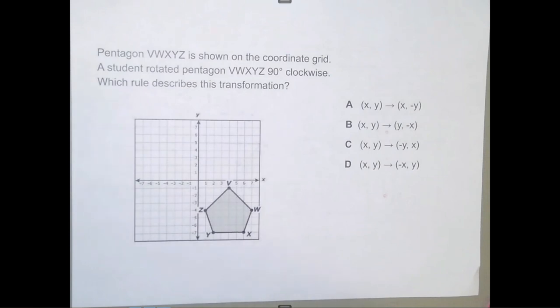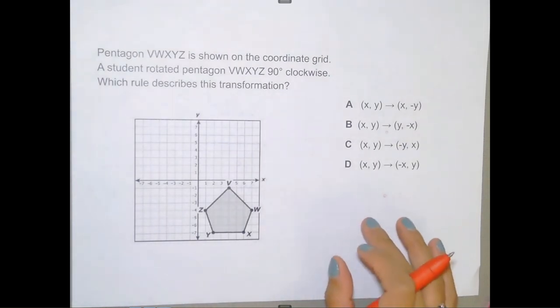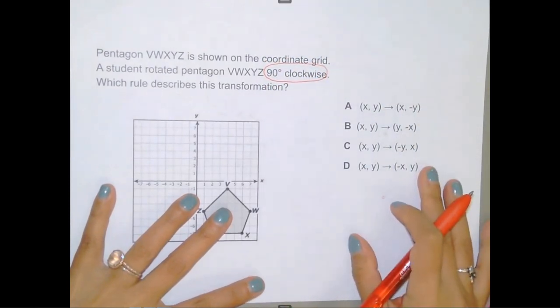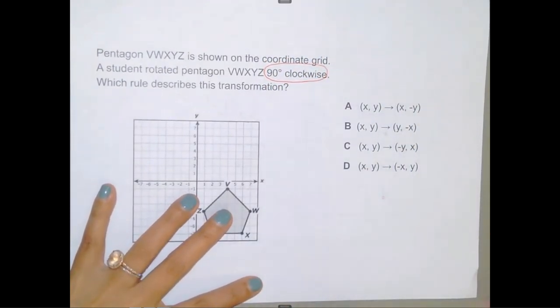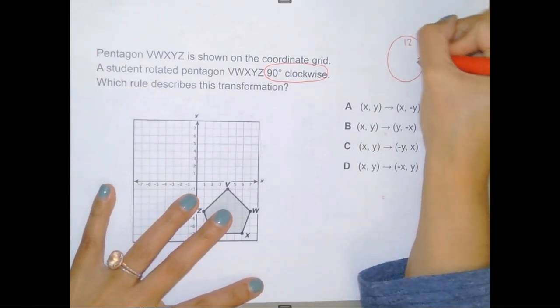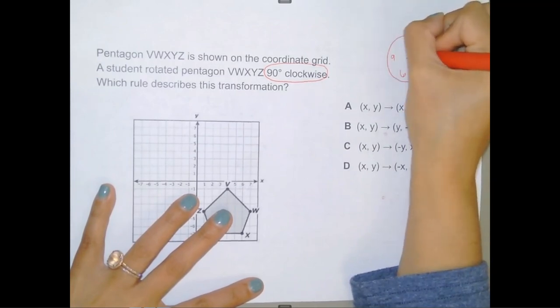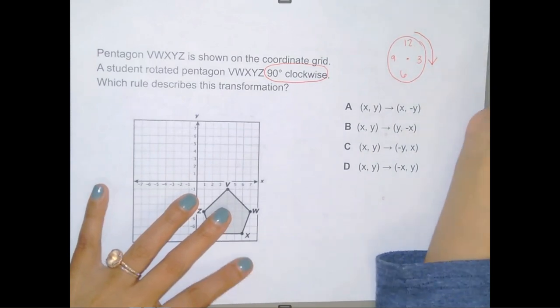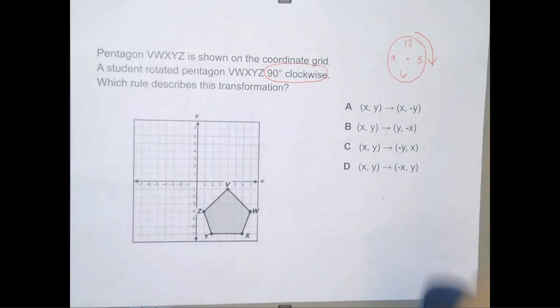Pentagon VWXYZ is shown on the coordinate grid. A student rotated pentagon VWXYZ 90 degrees clockwise. Which rule describes this transformation? So I'm going 90 degrees clockwise. So in case we forgot, here's my clock. 12, 3, 6, 9. Clockwise means the direction we read the clock. So I'm going to turn it 1 time to the right.